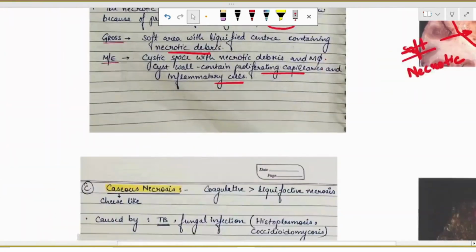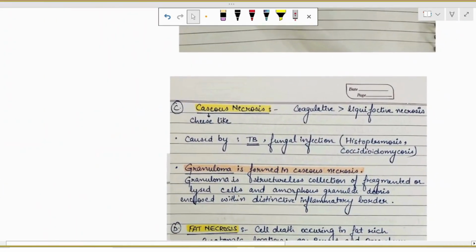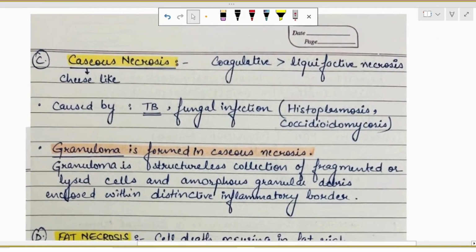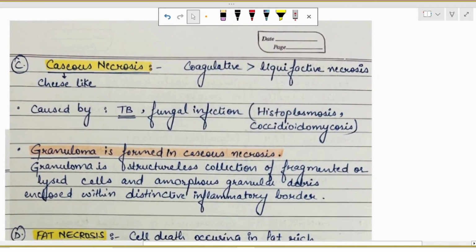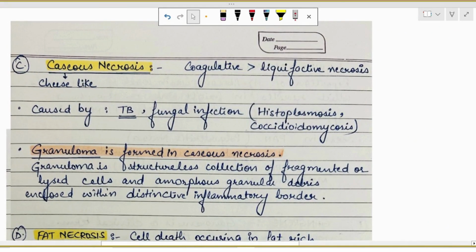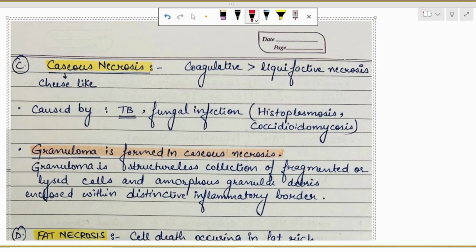Moving on to the further type of the necrosis, that is the caseous necrosis. Caseous necrosis is actually the combination of both coagulative and liquefactive necrosis. But if we see which type is more in it, then coagulative necrosis is more than the liquefactive necrosis. What does caseous mean? Caseous necrosis is actually cheese like.